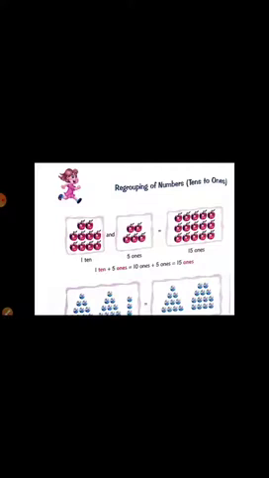Now see this example. 1 ten and 5 ones. 1 ten means 10 ones. Whether you write 1 ten or you write 10 ones, it is the same. So 1 ten can be written as 10 ones and 5 ones remains the same. So 1 ten plus 5 ones is equal to 10 ones plus 5 ones, which is equal to 15 ones.